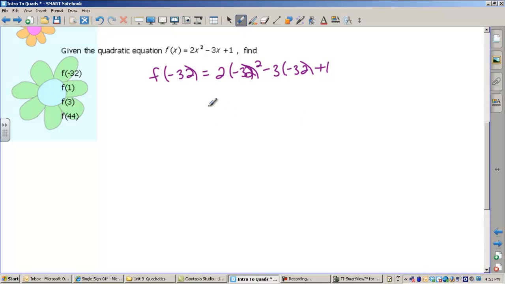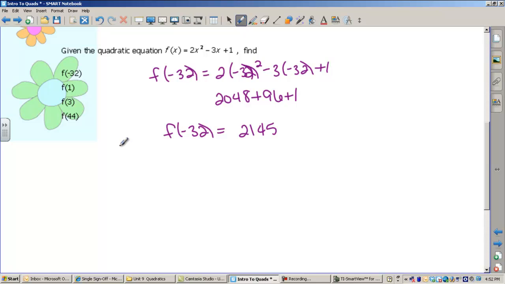Negative 32 squared is 1,024 times 2. This becomes 2,048. A negative and a negative here makes a positive, and 3 times 32 is 96 plus 1. And then I just add those all up. And I get that f of negative 32 is equal to 2,145. Now you could also use your calculator just like before because I know what x equals. So I can plug this in and scroll up to where x is negative 32 and then write down the number. And then you repeat that process for the other three, do the same thing. Plug them in or go find them on your calculator.